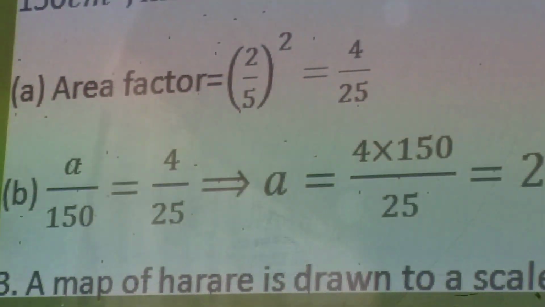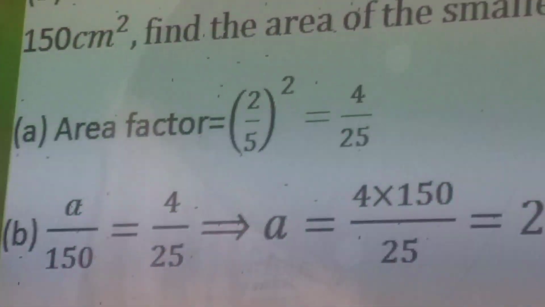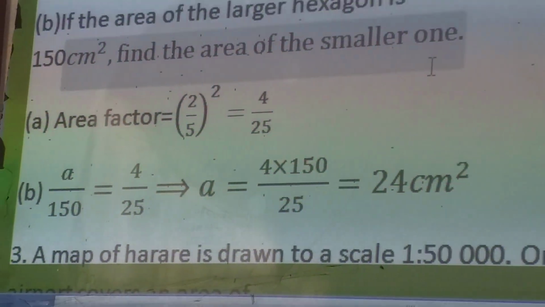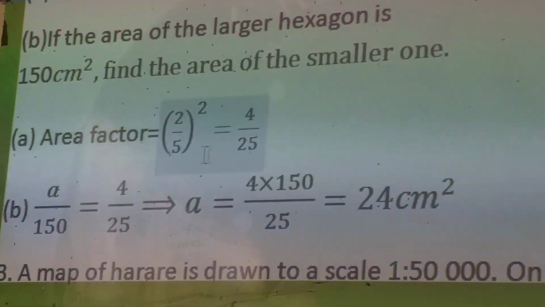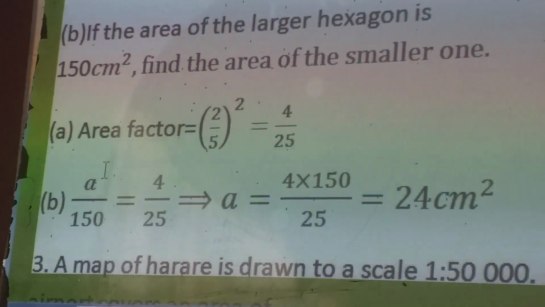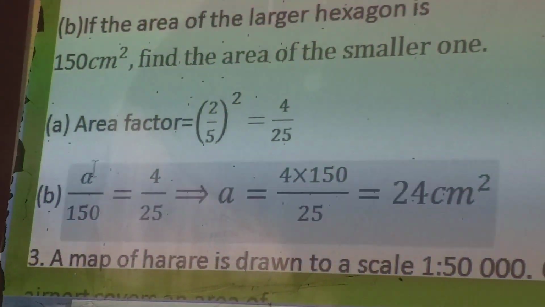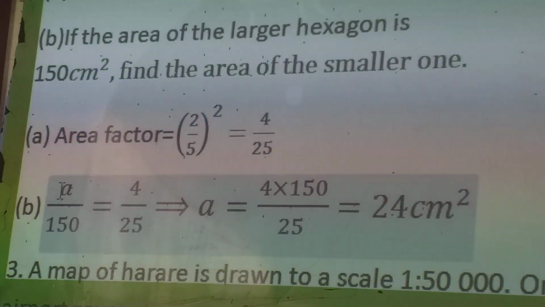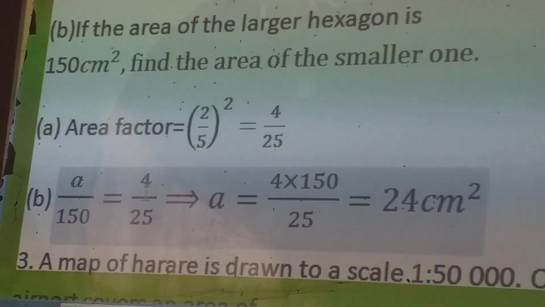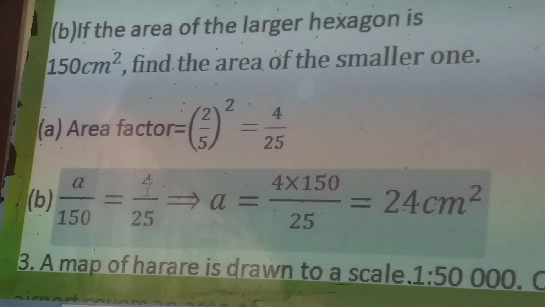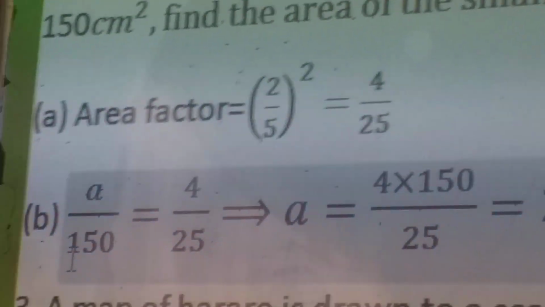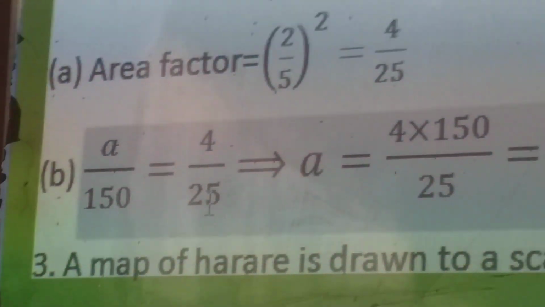Now we are told that the area of the larger hexagon is 150 square centimeters, and we must find the area of the smaller one. Let the area of the smaller be A. So A over 150 is the same as the given area factor, that is 4/25. So A over 150 is equal to 4/25.